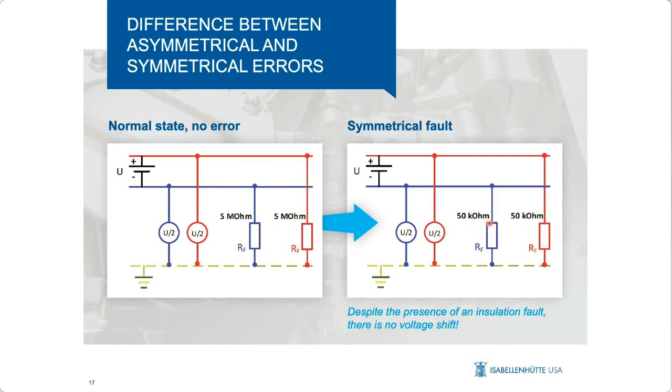Now, what does that mean for the measured isolation voltages? You would still measure 1/2 of the isolation voltage from the positive and the negative pole of the high voltage battery to ground. So, despite the presence of an isolation fault, there is no voltage shift to be detected when a symmetrical fault occurs.